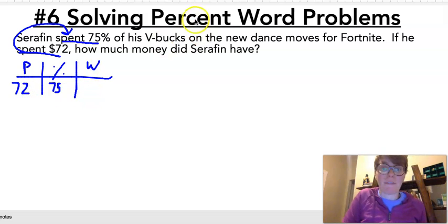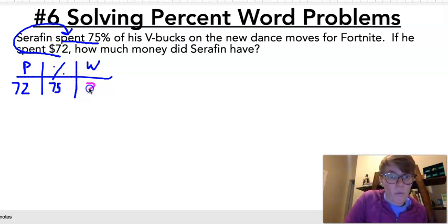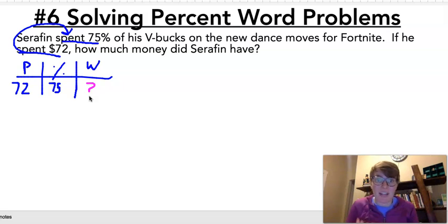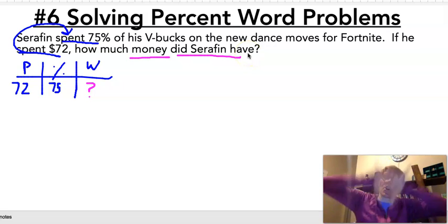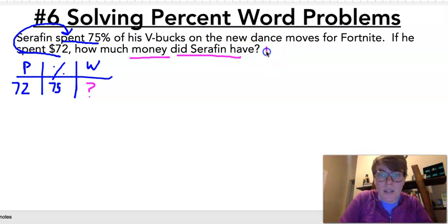That means that we don't have the whole. The whole is going to be our mystery or what we're trying to solve. When I read the question one more time to make sure I got it, Seraphine spent 75% of his V-Bucks, so we put that here, on the dance moves. If he spent $72 on the dance moves, how much money did Seraphine have? This is asking for a total or a whole because we're saying how much all money did he have in all. So this is like asking for a whole.